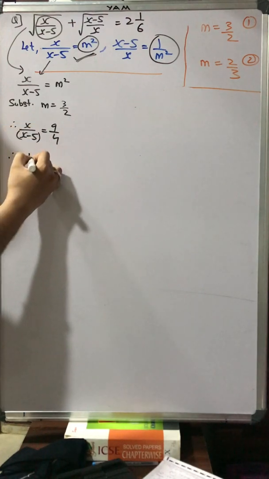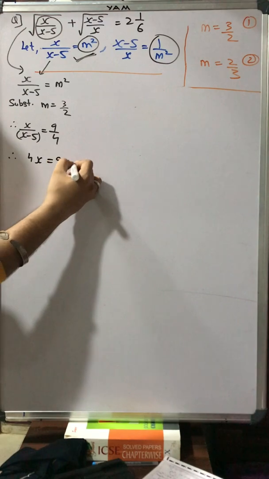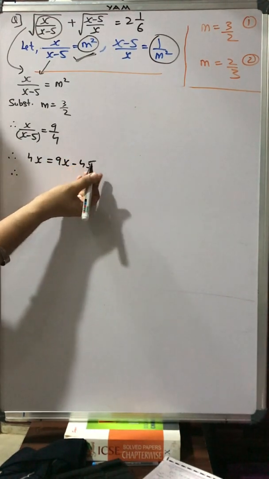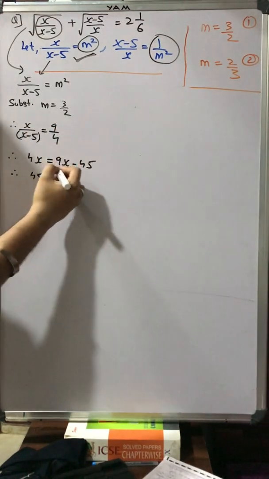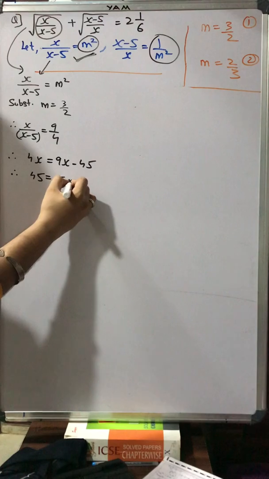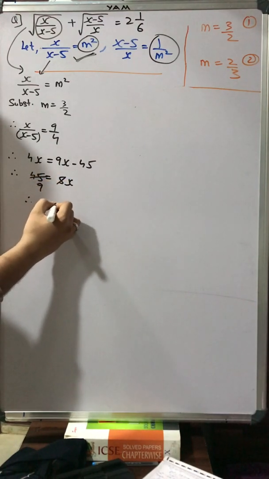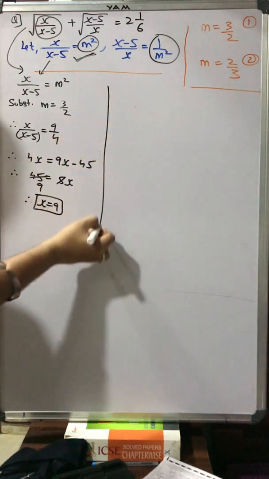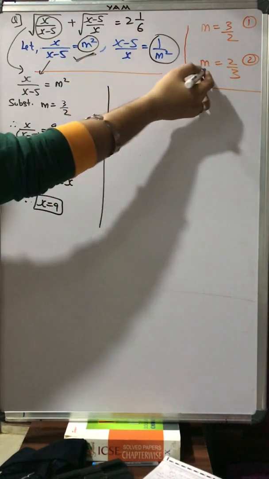Therefore 4 into x is 4x, is equal to 9 multiplied with this bracket, so this will be 9x minus 9 5s are 45. Therefore minus 45 will come on this side, so becomes plus 45. This 4x goes there, so 9x minus 4x is equal to 5x. 5 1s are 5, 9 5s are 45. Therefore x is equal to 9. So one of our values of x is what? 9.